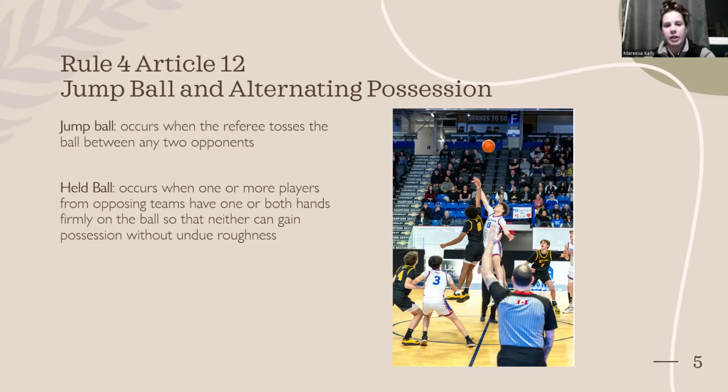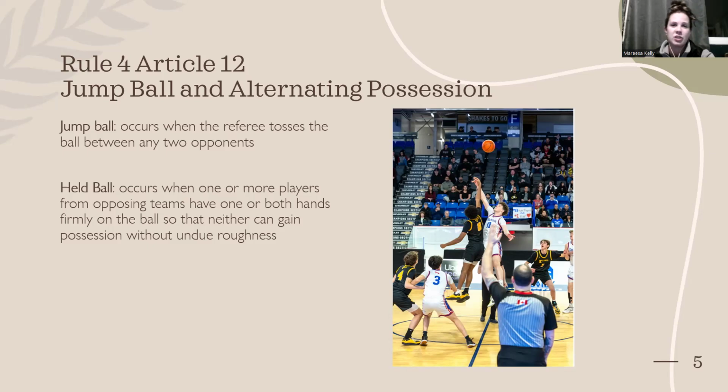Jump ball starts the alternating possession. Whoever wins the jump ball is deemed to have the first possession, so the opposite team therefore has the next possession in the alternating possession, which is generally what we refer to when we call a jump ball, which is actually in the rule book as a held ball, the correct terminology. A held ball occurs when we have one or more players with one or both hands firmly on the ball so that neither one of them can actually gain possession without tossing the other person over their shoulder, essentially.